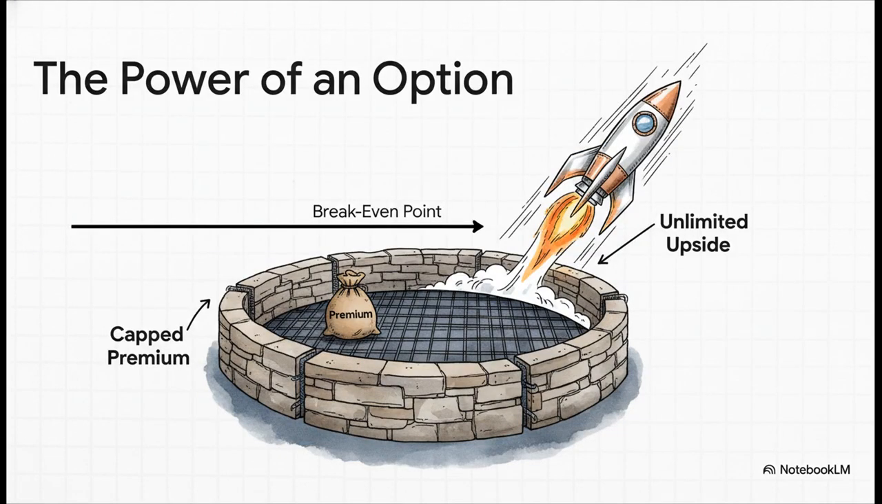So this is the magic, right here. Your downside is capped. You know exactly the most you can possibly lose. It's just that premium you paid. But your potential gain, your upside, it can be huge. That combo, capped loss and unlimited upside, is precisely why so many people love options.